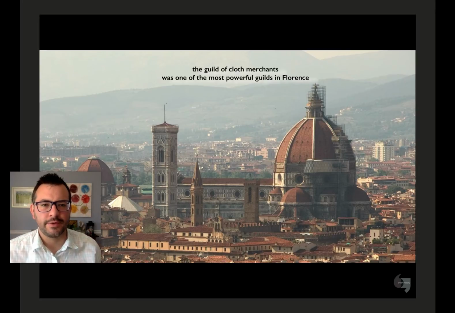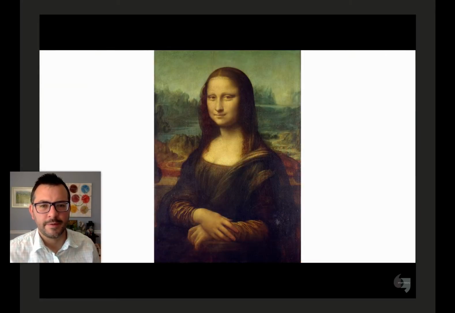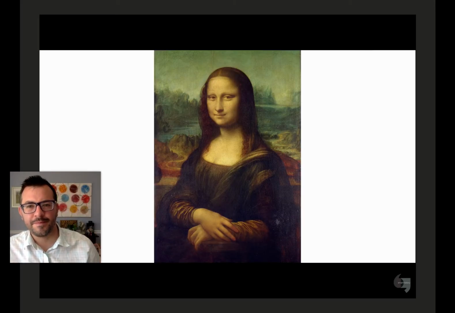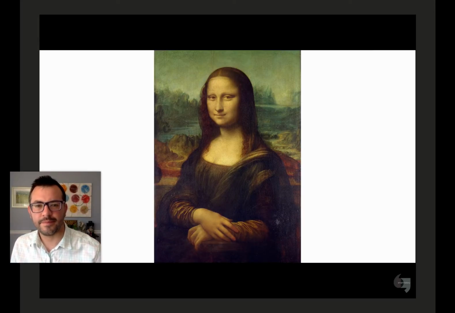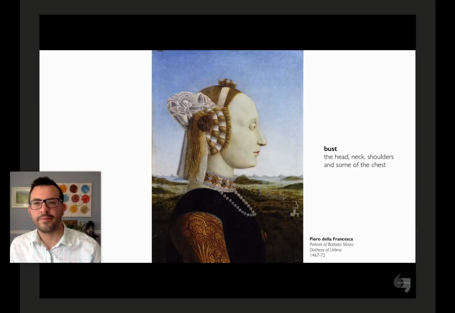And we know, in fact, that the patron of this painting was a cloth merchant. This painting has quite a number of innovations, but one of the most important is that it's half-length. Generally, portraits were busts, that is, from the chest up. This was an incredibly influential new formula for the portrait.